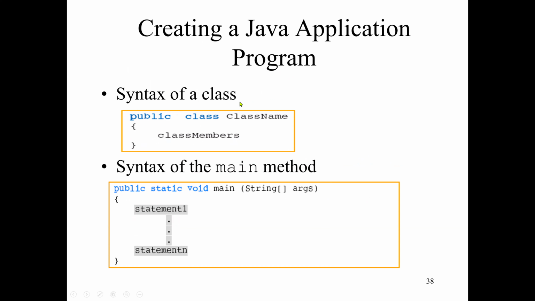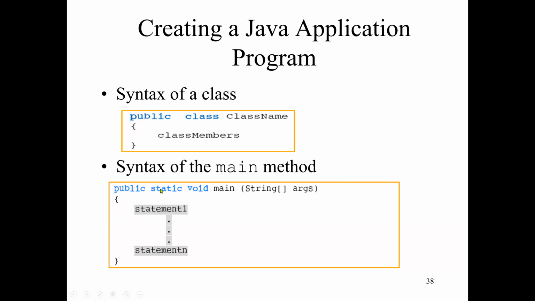So this is the syntax of a class. We have the keywords public class, the class name, and the class members. The class members can be the data members and also the methods. The syntax of the main method may consist of as many statements as we want, depending on the tasks we want the program to do. So we have public static void main, String args. Always the main method's argument is a String array.